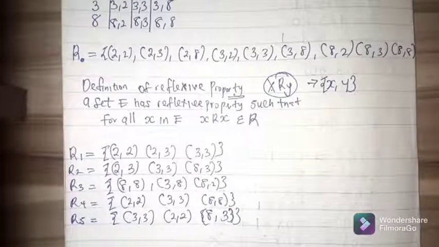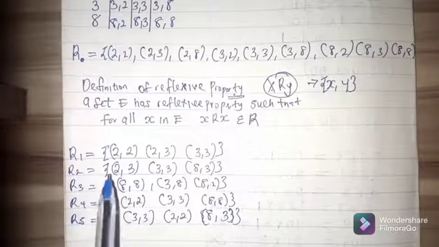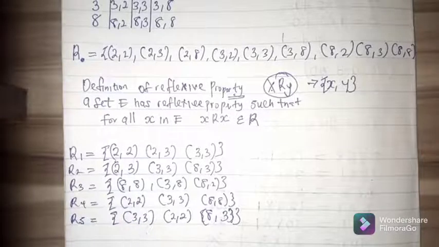Now, we want to show which one of these R's has a reflexive property. It is very simple. That is why I defined the reflexive property in a formal way, so as for us to understand. A set E has a reflexive property such that for all x in E, x related to x is a member of R. For all, note that statement, for all, which simply means all the elements in E must be related to themselves. Now let's check for R1. Is R1 reflexive?